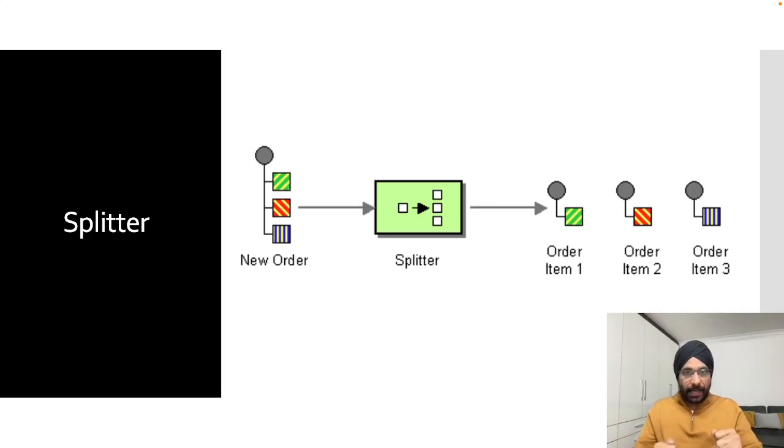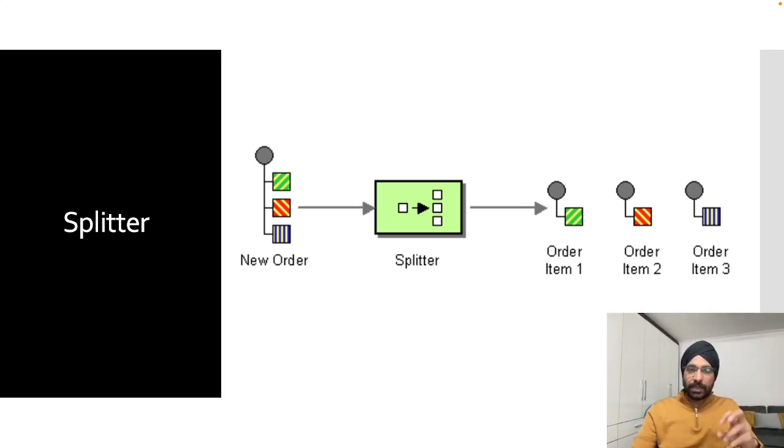separately. Also, an interesting thing you can do with a splitter EIP is you can not only process those individual items, at the end you can aggregate them back into a single message. It sounds a bit complex, but it's not that hard. I'll show you in this video how to do it.